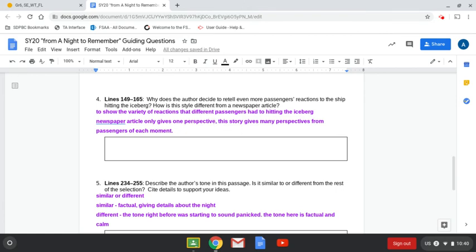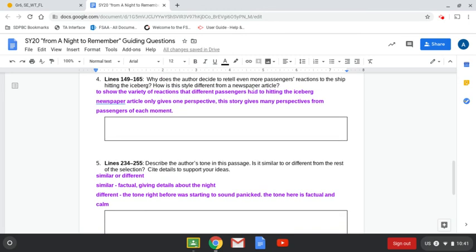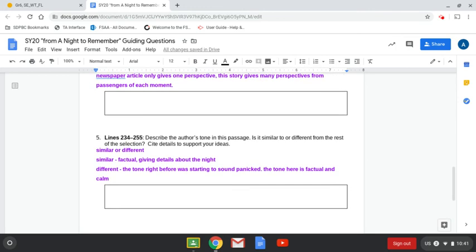And this one here, it wants you to know, why does the author decide to tell even more passengers' reactions? Why is this a different style than the newspaper article? Well, think about a newspaper. You're getting the reporter's information. So it's basically just their one point of view or their perspective. Did they only give us one point of view in A Night to Remember? I don't think so. I think they gave us lots. All right, so read my answer in purple there and go ahead and type in your sentence or sentences. It'll probably be more than one.